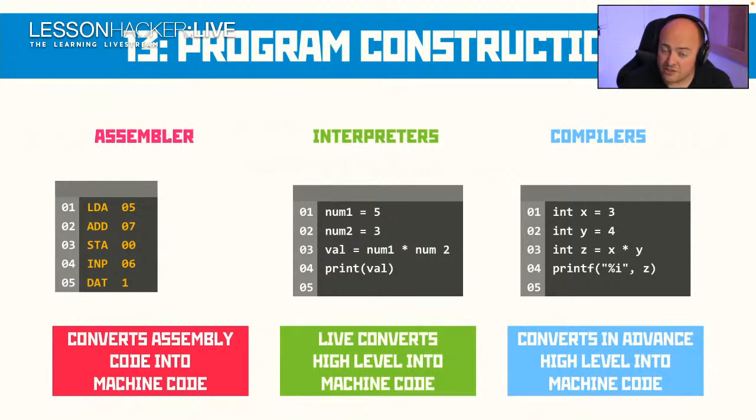For Python, you use an interpreter, and it live converts the code as you're running it into machine code. And that has advantages. I can write my code and run it on any machine that has the interpreter. It has a disadvantage, though. If there's an error in it, I might never have seen it until I run it on that particular machine. And if it's never run that line of code before, I never would have seen the error.